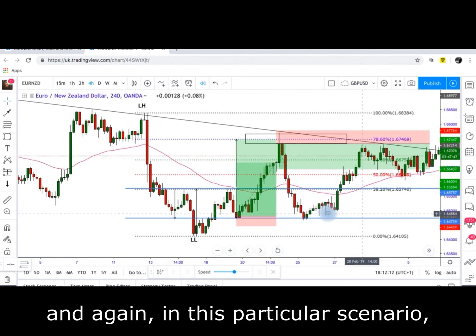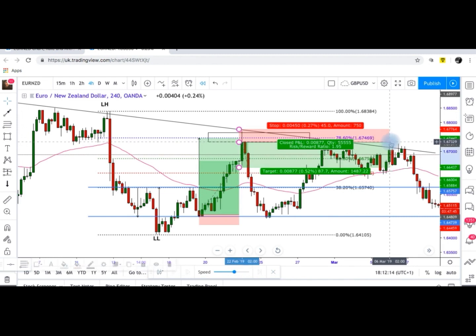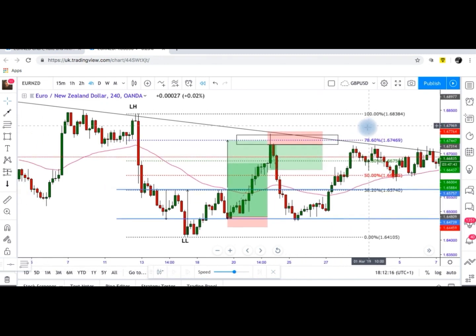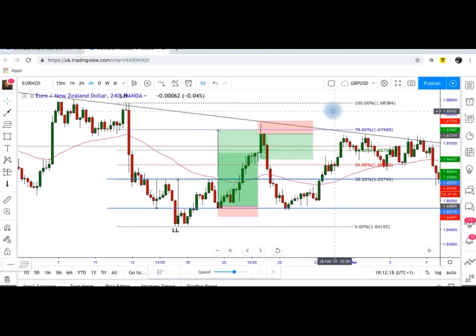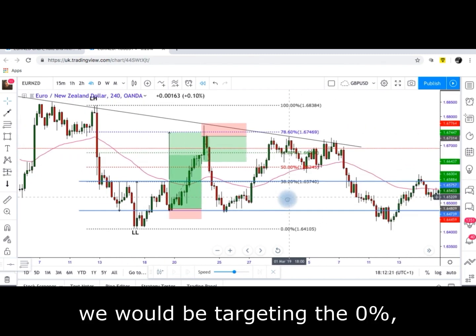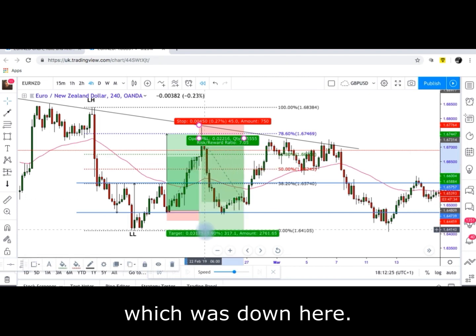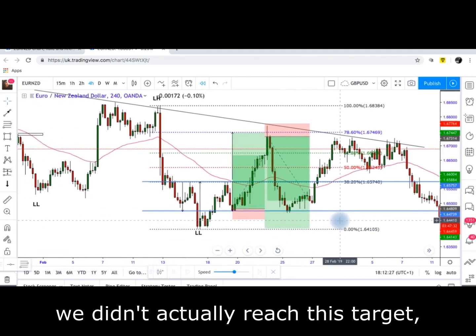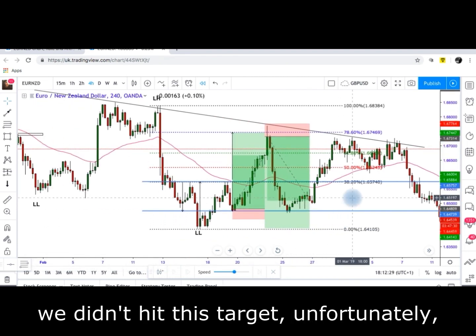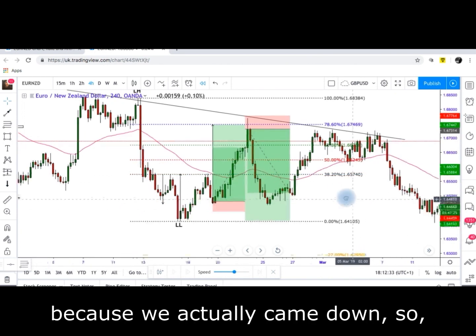And again, in this particular scenario, we would be targeting the 0%, which was down here. Okay, now, obviously, as you can see, we didn't actually reach this target. We didn't hit this target, unfortunately, because we actually came down.